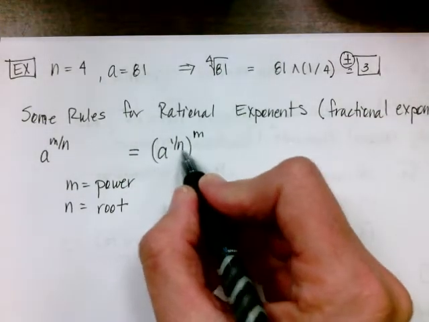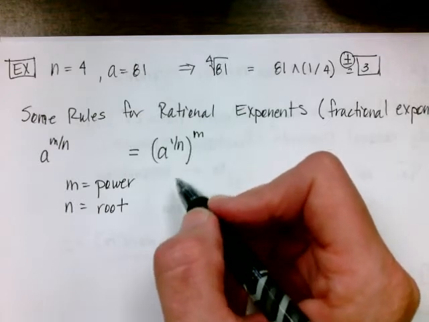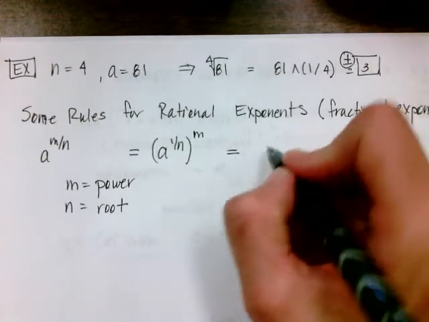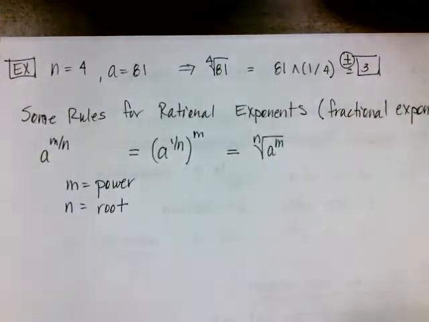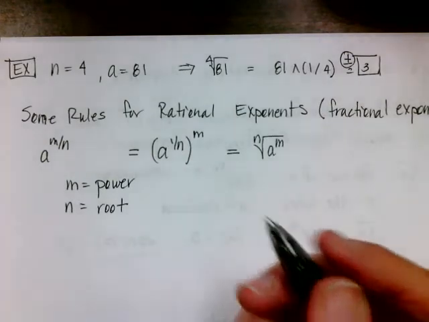Remember, this says take the root, this says raise it to a power, and a power to a power is multiply, so it turns out to be actually the same thing. I could also rewrite this as the nth root of a to the m. So all three of those things say the same thing.